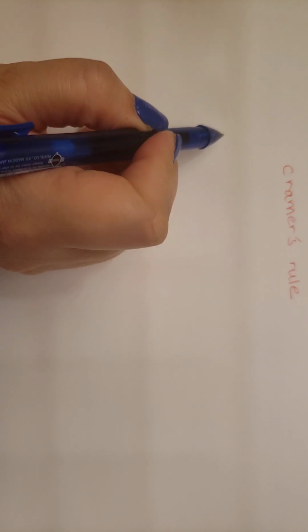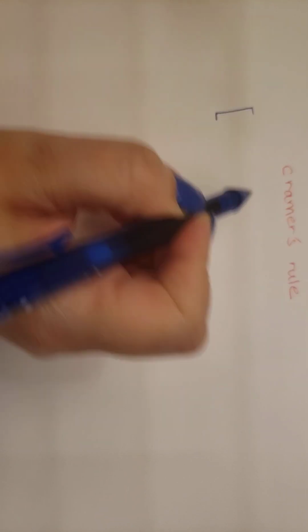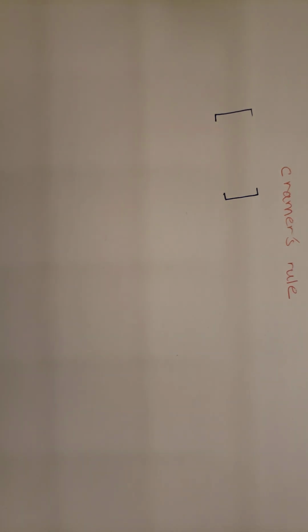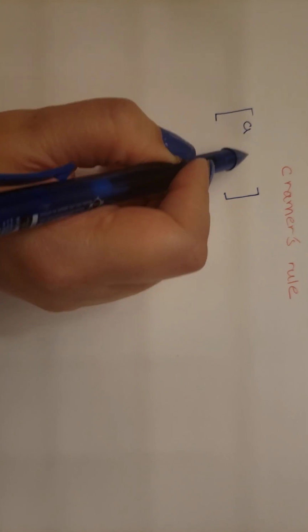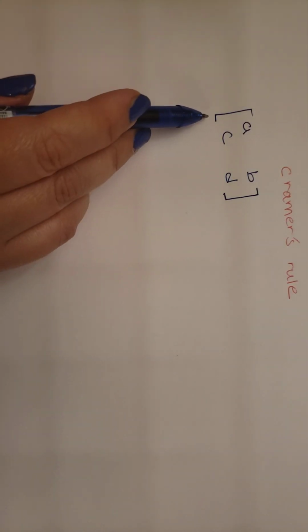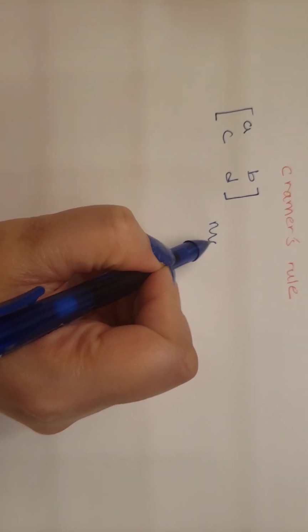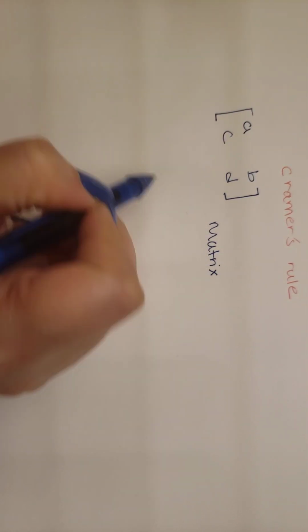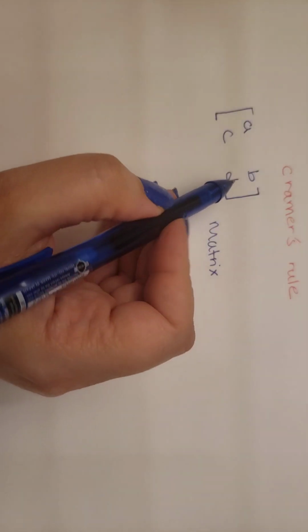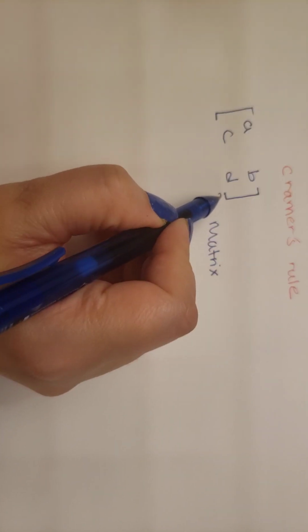So as you know, a matrix is shown by brackets. It's a representation of numbers between two brackets, and it could be a, b, c, d. Okay, so this is a matrix, and the size of the matrix is the number of rows times the number of columns. So it's a 2 by 2 matrix.